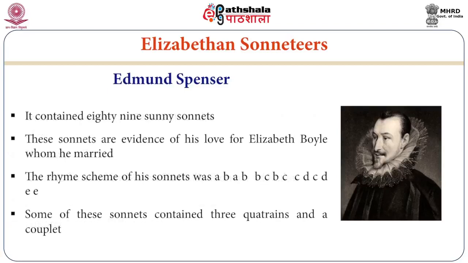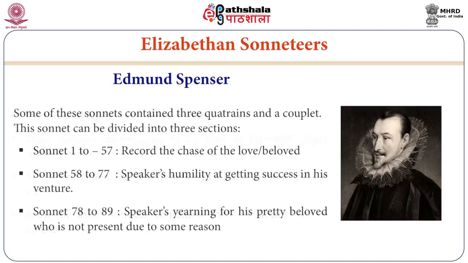It contained 89 sunny sonnets. These sonnets are evidence of his love for Elizabeth Boyle, whom he married later on. The rhyme scheme of his sonnets was ABAB, BCBC, CDCD, EE. That means he concluded with the rhymed couplet at the end. Some of these sonnets are contained in three quatrains and a couplet. That means 3 into 4 plus 2 into 2 lines. That is 14 lines. Edmund Spenser.